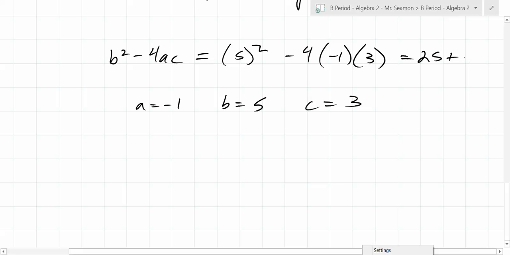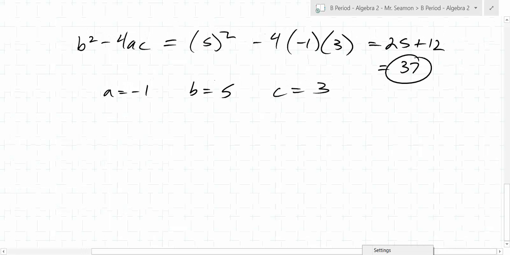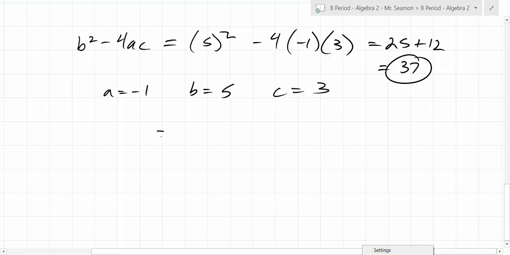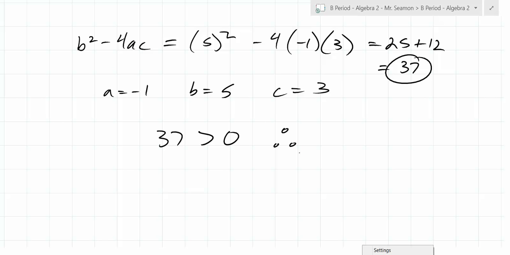25 plus what? 12. So that's equal to 37. So how does the discriminant tell you about the number of x-intercepts? 37 is greater than 0. Therefore, that's what the three dots mean. How many solutions do you have? How many times can a quadratic cross the x-axis? Once, twice, or 0. So how many times is it? It's greater than 0, so how many times is it going to cross?